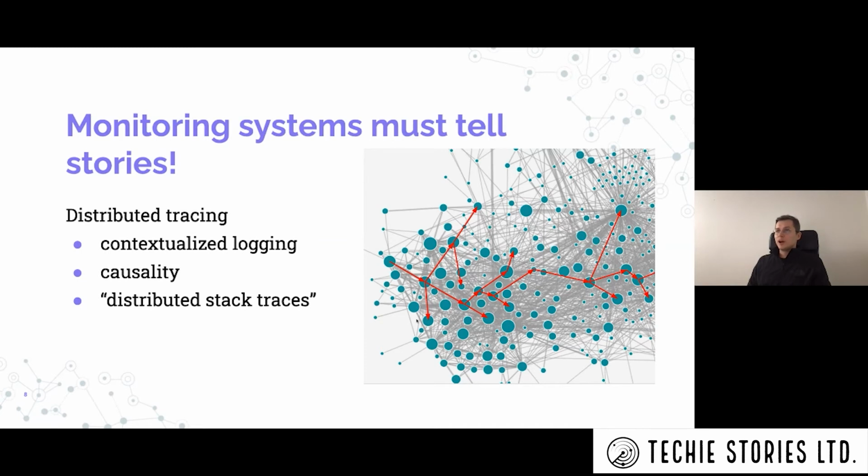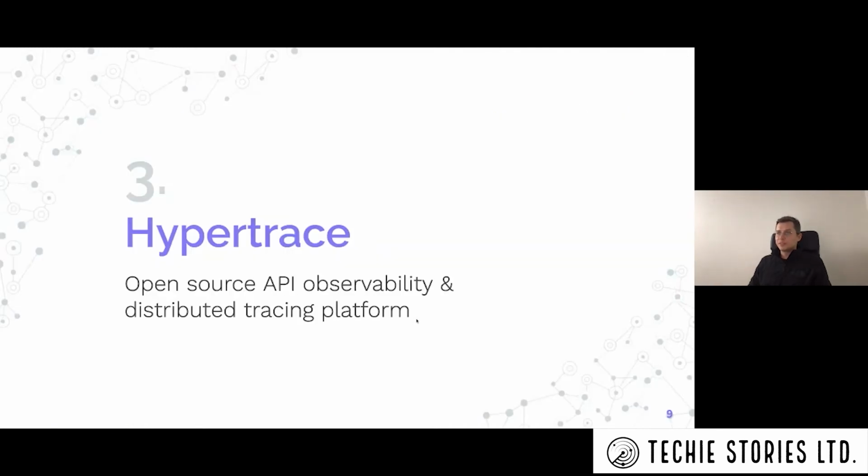So this brings us to Hypertrace, because Hypertrace is an open source API observability and distributed tracing platform. It brings a lot of great innovation to the open source tools. I have been a long time working with Jaeger and Zipkin, and these tools are great. They provide a lot of value, but there is still some functionality missing in terms of overall dashboarding and concepts around APIs and metrics.